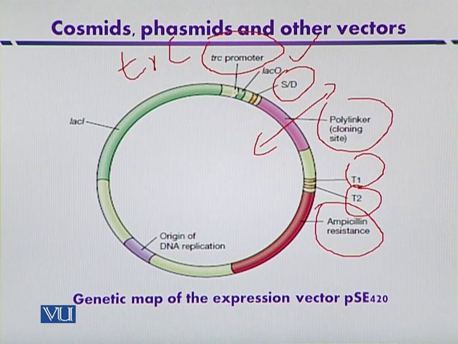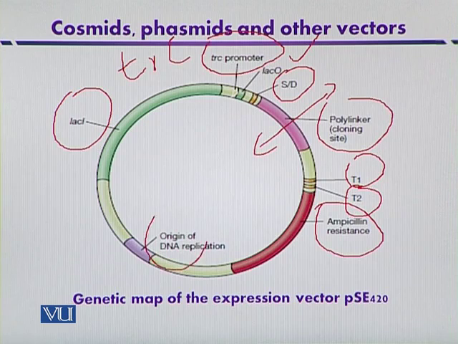And there is a lacI gene that can encode the lac repressor. And of course, one of the important regions is the region of replication, which will facilitate the independent replication of the expression vector in a suitable host organism.